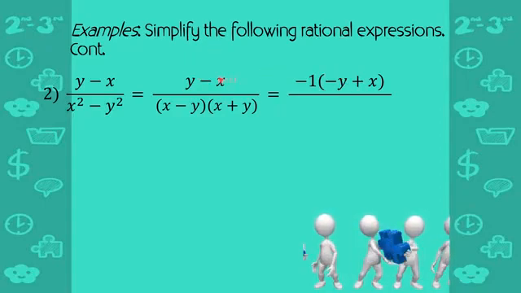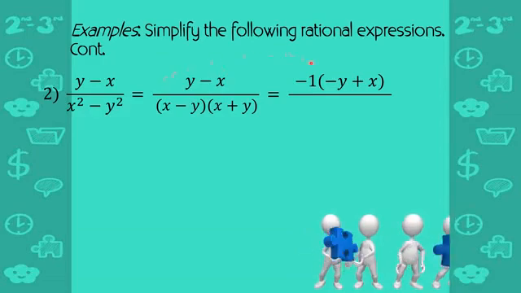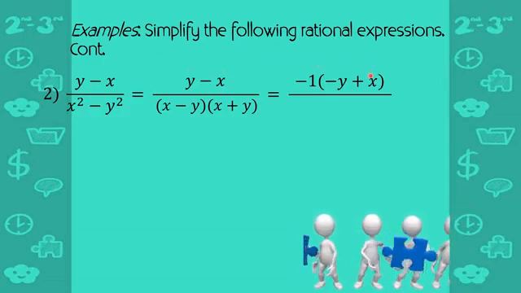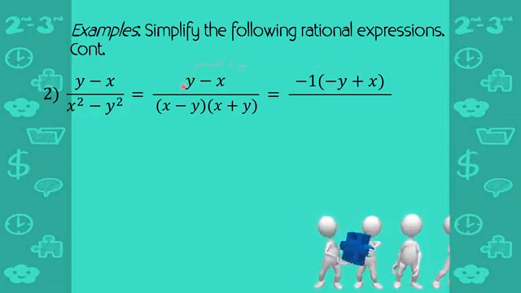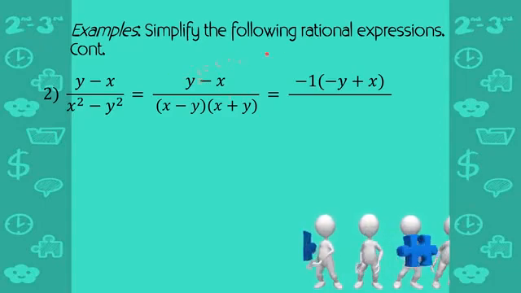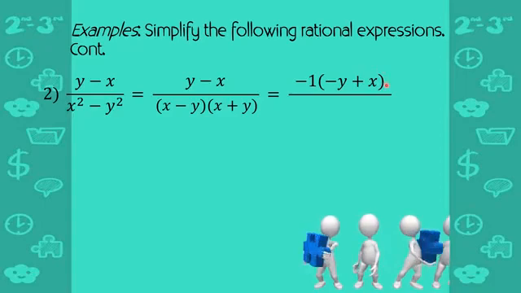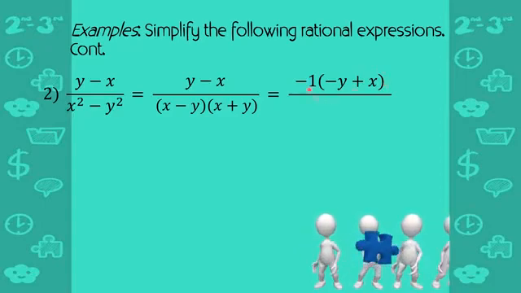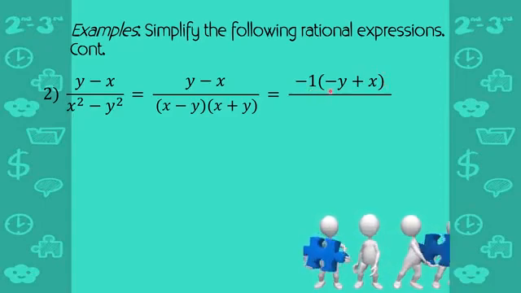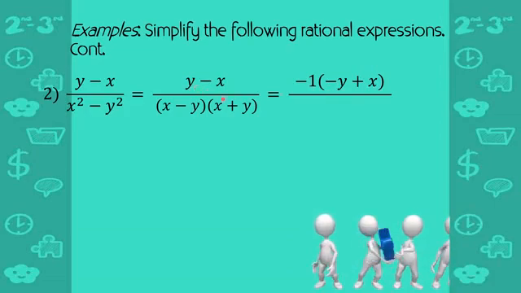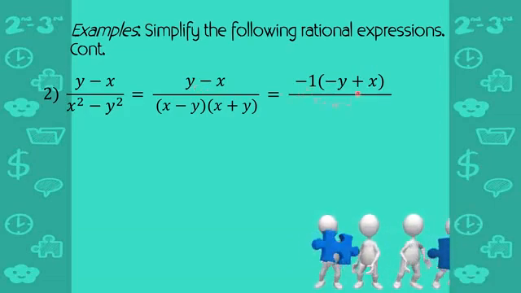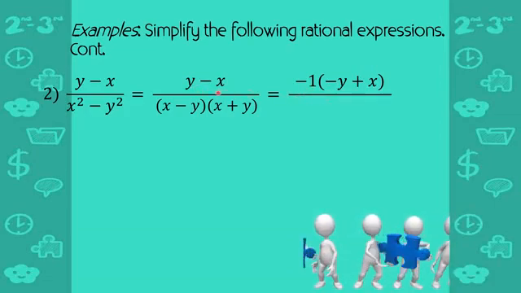And then if you're going to factor out negative 1 from the second term, that will become positive x na lang. So ang ginawa ko dito is we factor out negative 1 from this binomial. So this is now equal to negative 1 times the quantity of negative y plus x. Observe that if we're going to multiply negative 1 times negative y, babalik siya sa positive y. And also negative 1 times positive x, babalik siya sa negative x.